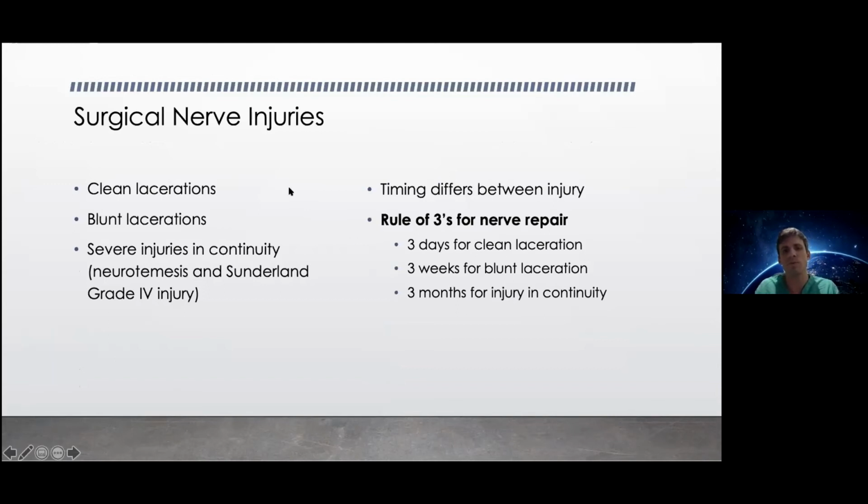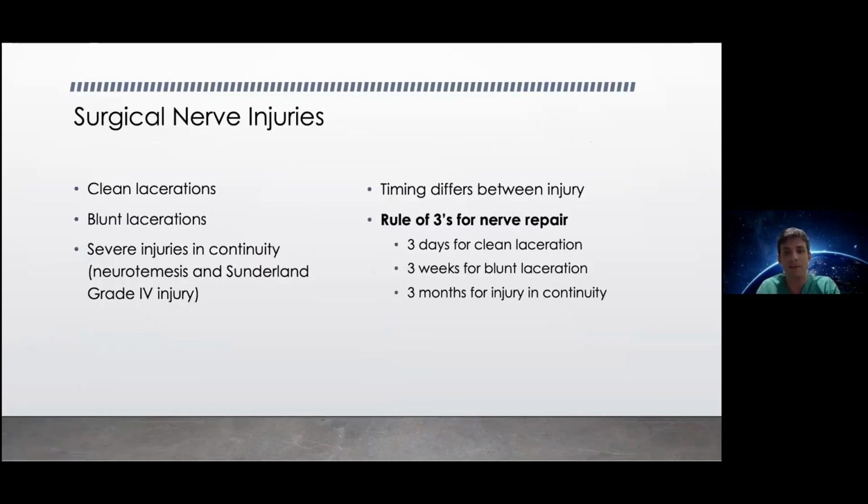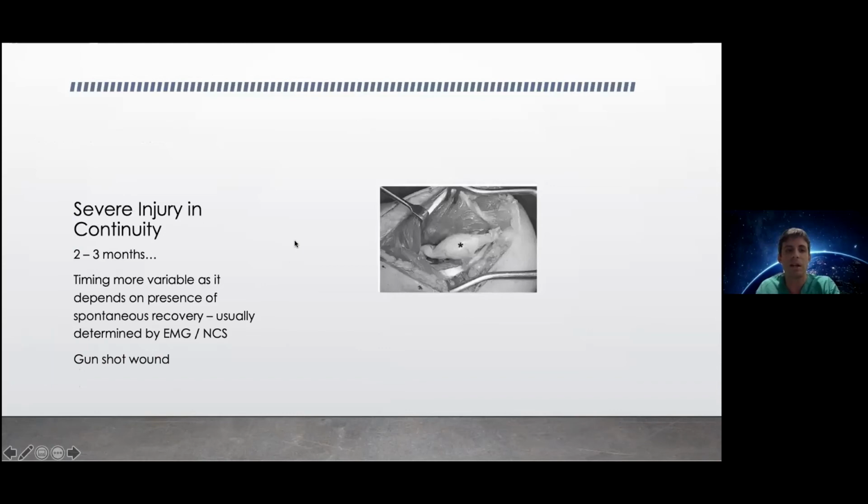So to go over the rules for nerve repair, because this becomes a confusing subject in our early training days, a clean laceration should be repaired in 2 to 3 days. And this all follows this rule of 3. So a clean laceration repair in 2 to 3 days, a blunt laceration repair in 2 to 3 weeks, and injury in continuity, we need to wait a couple months because you have to see if the patient is going to recover at all on their own.